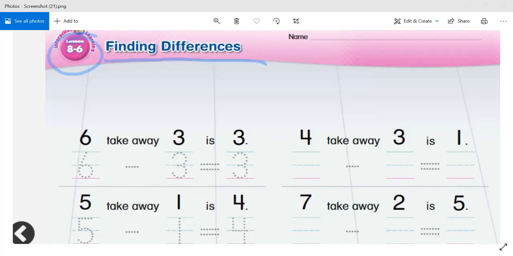You've learned how to use a minus sign to show subtracting part of a group from the whole. Now you're going to learn how to complete a number sentence by using the math sign for the word is.